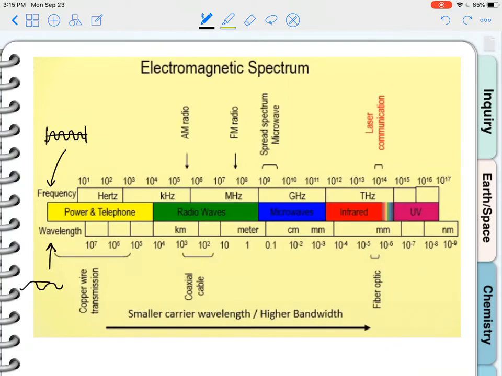So generally, the higher the frequency, the more dangerous the waves are going to be. So anything on this high frequency end of the spectrum is more dangerous to us as people. Power, telephone, those are not generally dangerous, at least not in terms of radiation. So the shorter waves, which are your higher frequency waves, are more dangerous.